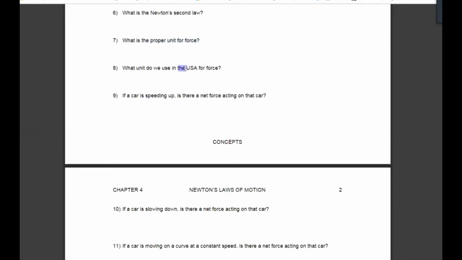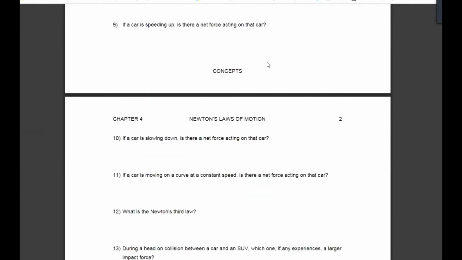The proper unit is newtons. In the United States, we use pounds. So for mass as well as force, we use pounds. The conversion factor is roughly 10 newtons is 2.2 pounds.